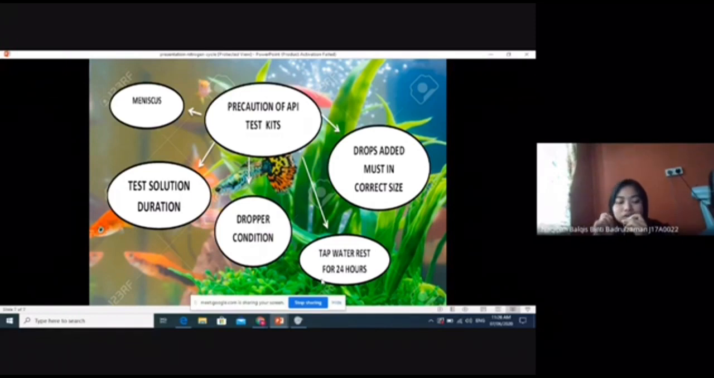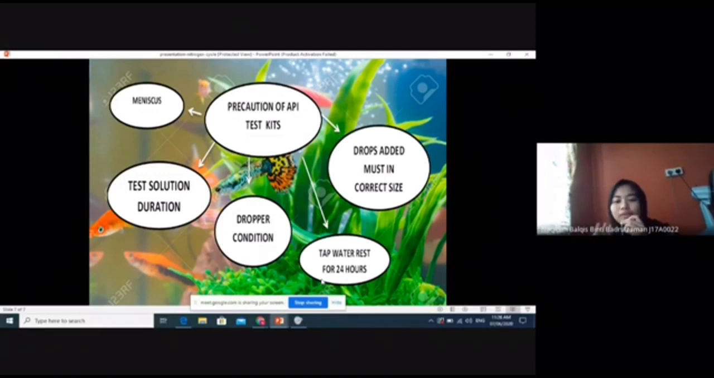Second is test solution duration. The test solution used in this API test kit must be within 3 years. Above that, it will cause poor results. The next one is the dropper condition. The dropper must be touched to the edge of the test tube so that it fully drops.